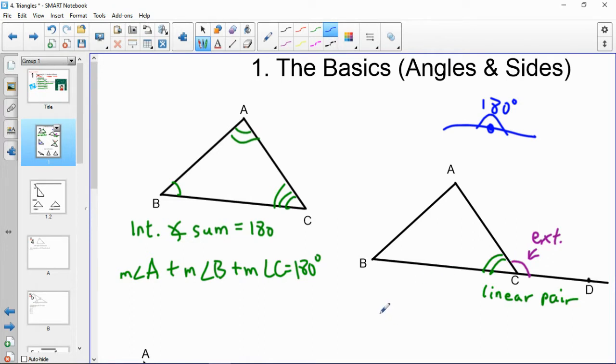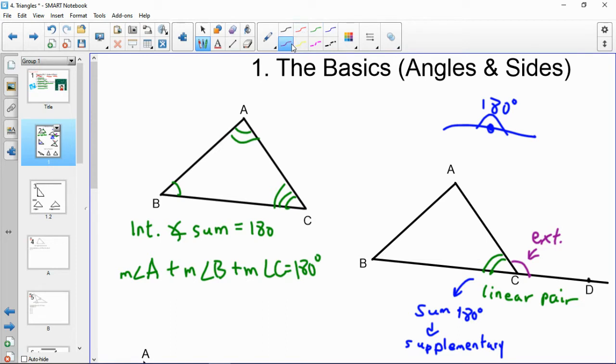And furthermore, not only do you know that, there is a relationship that you can describe when you have 2 angles that add up to 180, and that word is supplementary. And that's one thing I want you to learn. If 2 angles make a linear pair, they're supplementary.